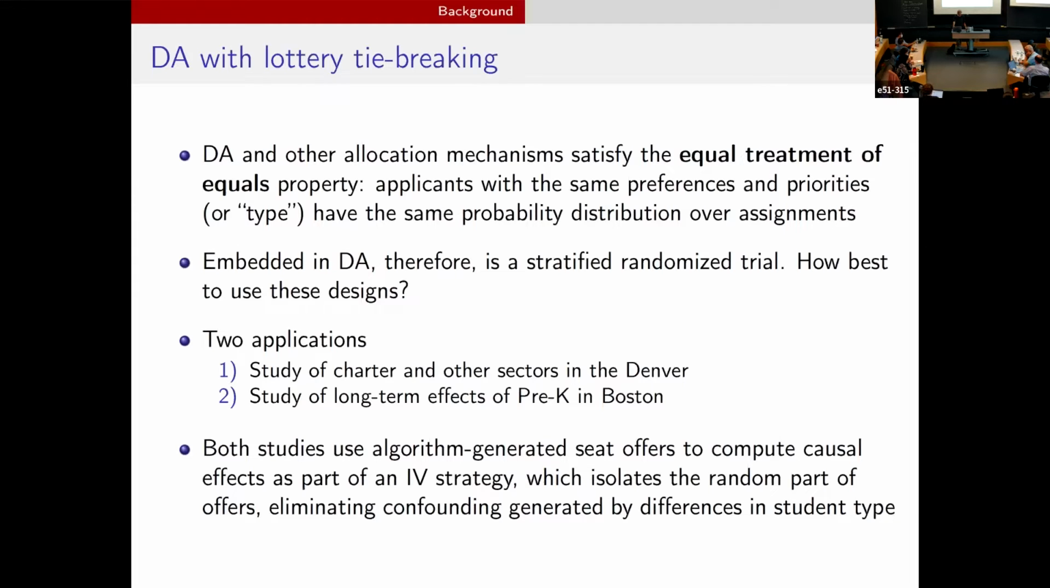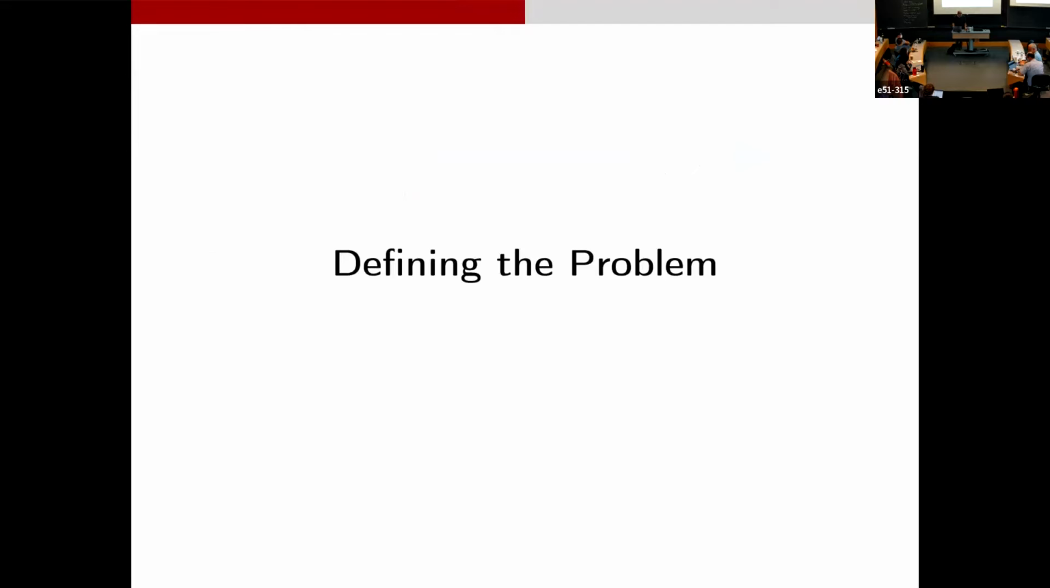In both of these studies, and we've done many other studies of this flavor, we're going to be using the stratified randomized trial embedded in the assignment algorithm to measure the causal effects of attending certain types of schools. And our main goal will be to try to eliminate the confounding generated by students who have different types. So that's something I'm going to explain next.